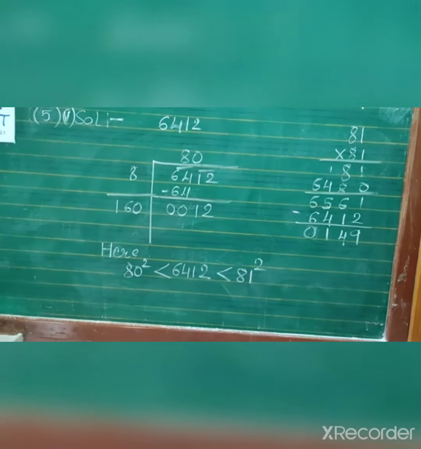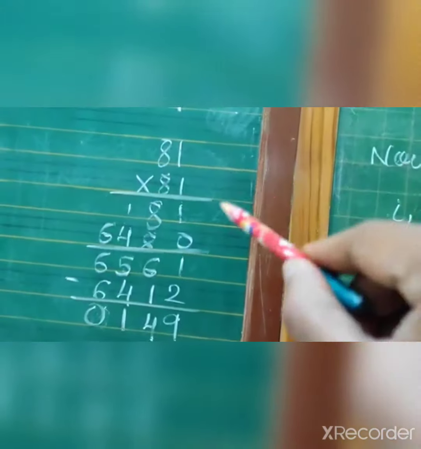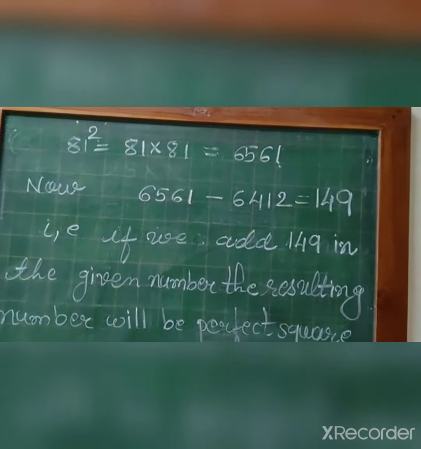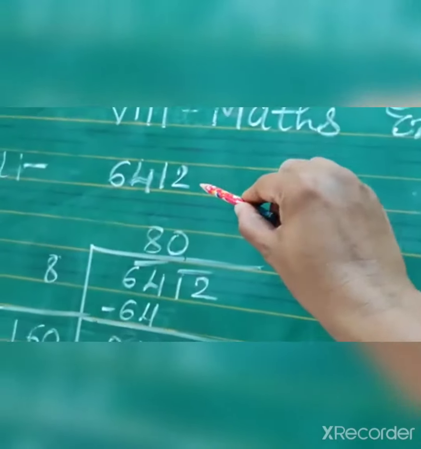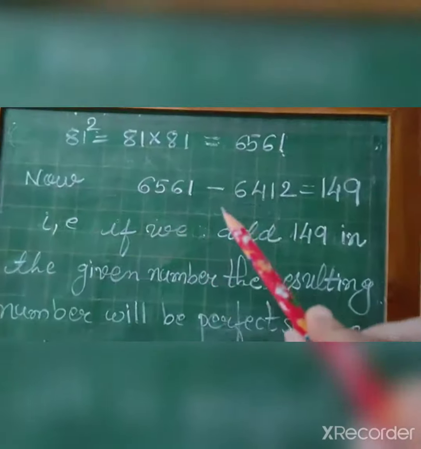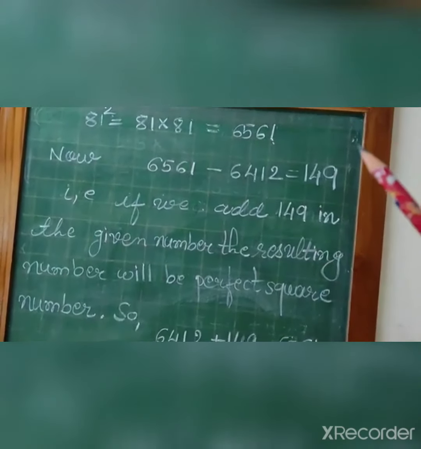What number can we add? So for addition, 81 square, and you can see here 81 into 81 is 6561. And from the 6561, you already have this number 6412. So you will subtract: 6561 minus 6412, you will get 149.